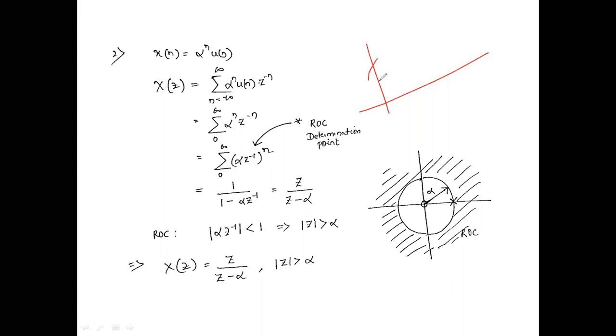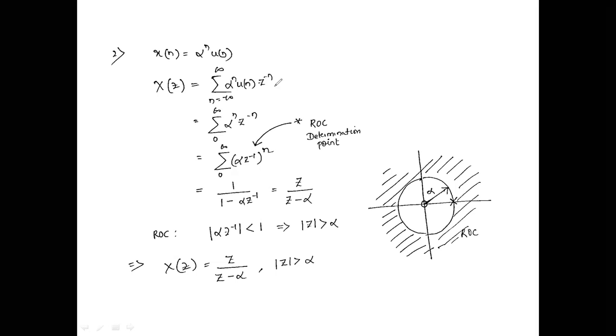If alpha is greater than 1, it's a growing exponential. If alpha is less than 1, then it is a decaying exponential. We remember this, right? So now let us get started with this. What is the formula? Summation of X of n, z to the power minus n.